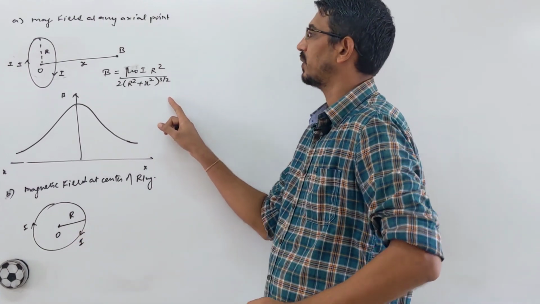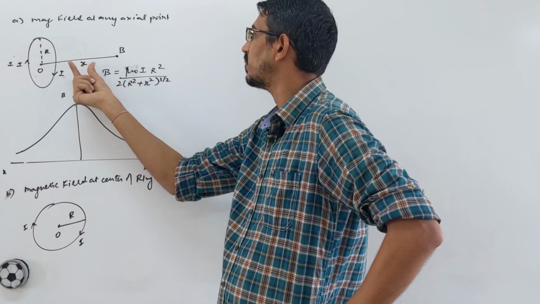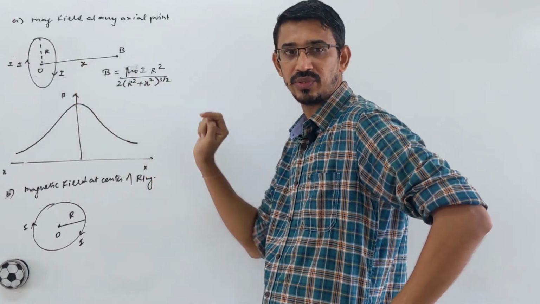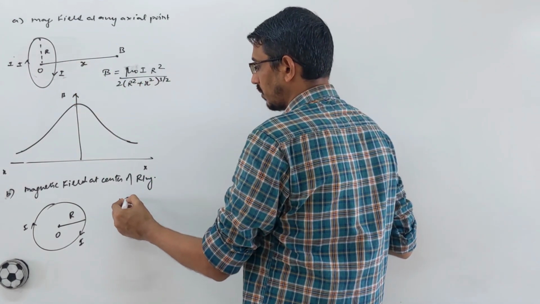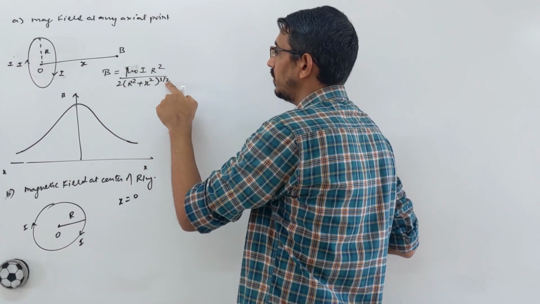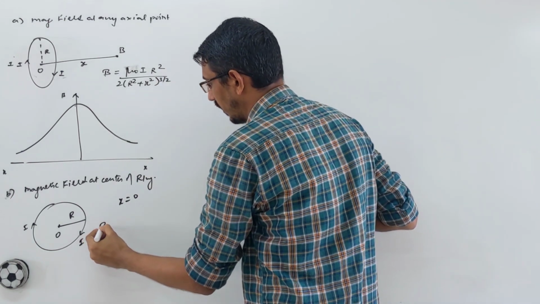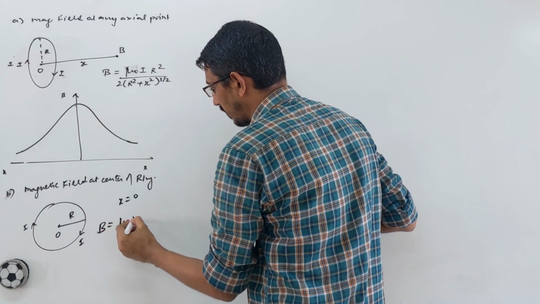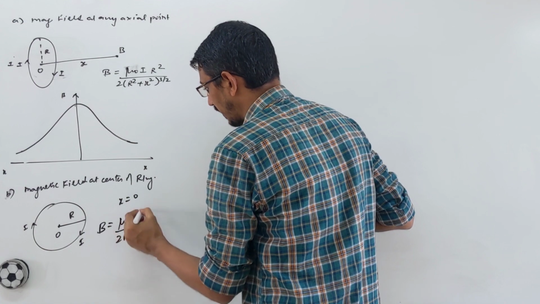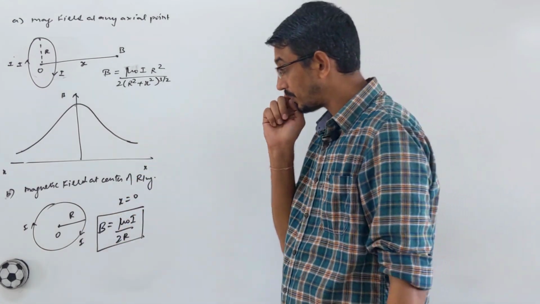Look at this formula. When I say I want to find the magnetic field at point O, the center, what is X? X becomes 0 in this formula. So if you put X equal to 0 here, this term becomes 0, r power 2 into 3 by 2 becomes r cube, which gets cancelled here. So we get a simple formula, mu naught I upon 2r. This is the magnetic field due to a coil at its center, correct?